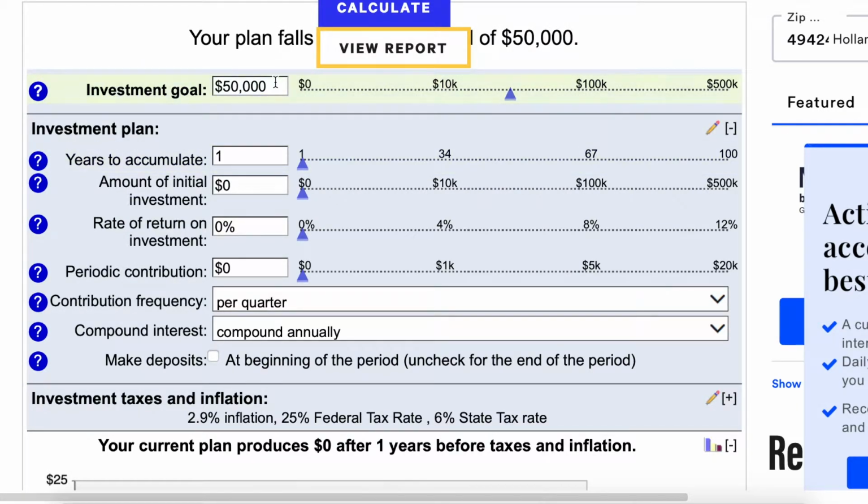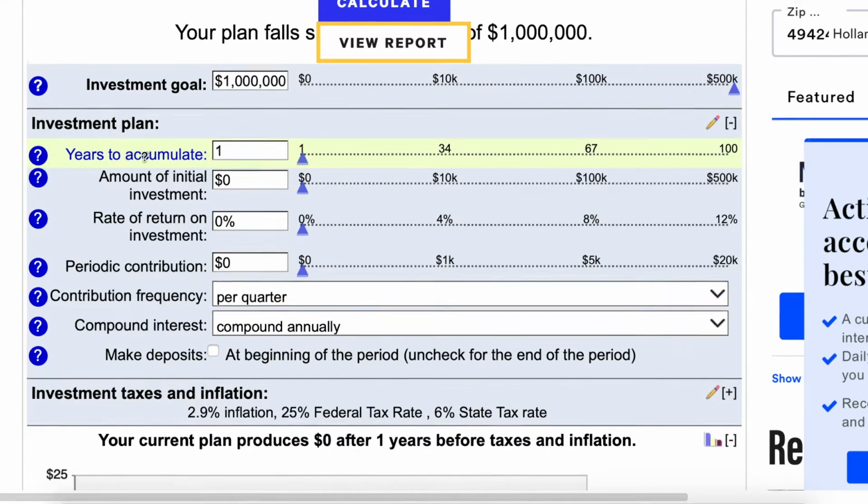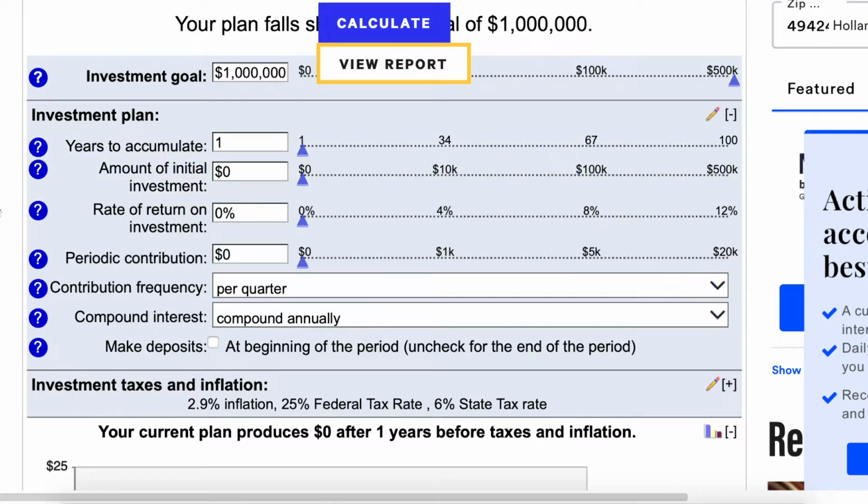Let's say you want to hit $1 million. A lot of people don't really know what their goal is. A lot of people don't know how much they need to retire. But let's just say you have $1 million that you want to hit. And as we go down here, you can see how this is laid out.